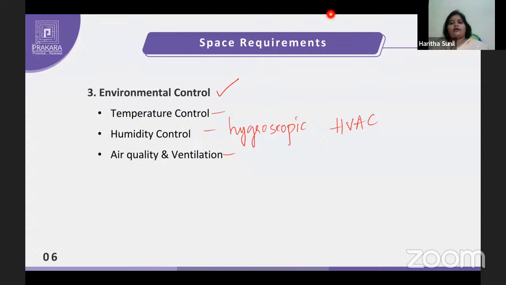And then we have air quality and ventilation. Here you have to always maintain clean air, and adequate ventilation has to be given in the pilot plant in order to avoid contamination, especially in the sterile rooms as well as the clean room environment. So a perfect ventilation system has to be provided. At the same time, though ventilation is there, there should not be any disturbance in the quality of the air, right? So these are the space requirements which we have studied under 3 headings: the first one is the layout design, followed by segregation of the areas and the environmental control.